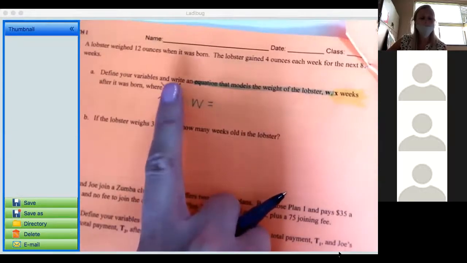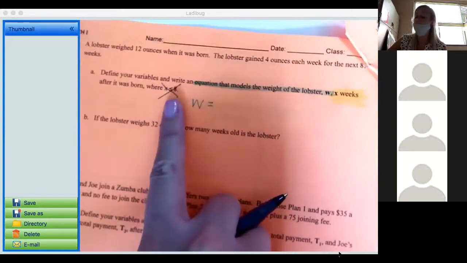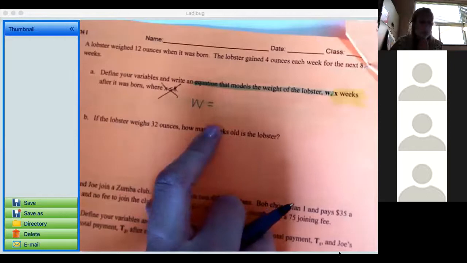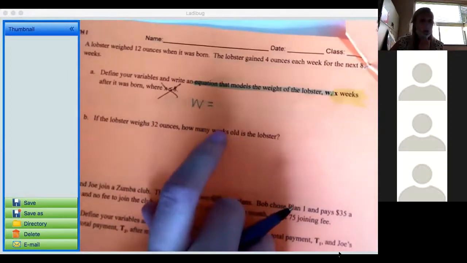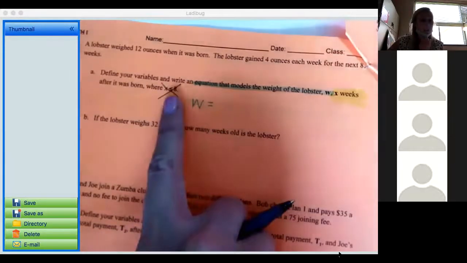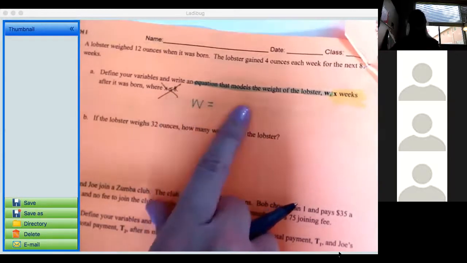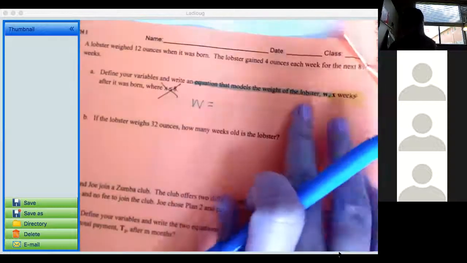This is where y'all will mess up tomorrow. I'm telling you, every year half my kids miss this one because y'all try to put the 8 in the equation. You don't know how old the lobster is. This is just telling you it should be less than 8. It's telling you after 8 weeks, they didn't measure the lobster anymore, probably because they ate him. Lobster is yummy. All right, so write an equation that models the weight.